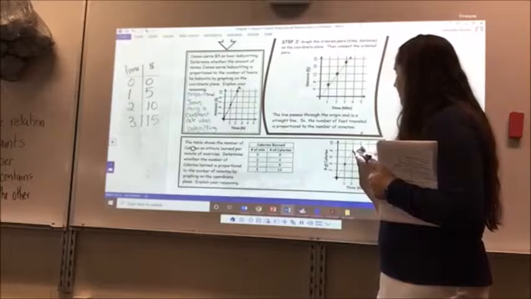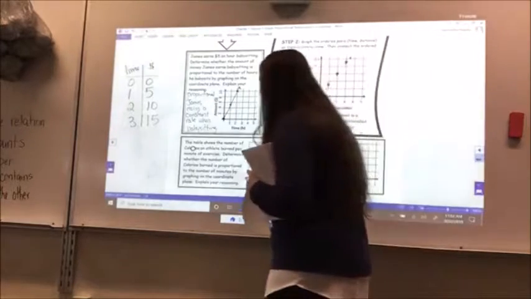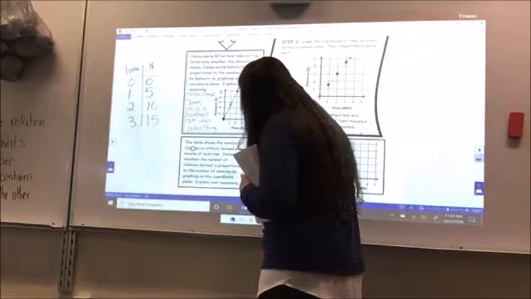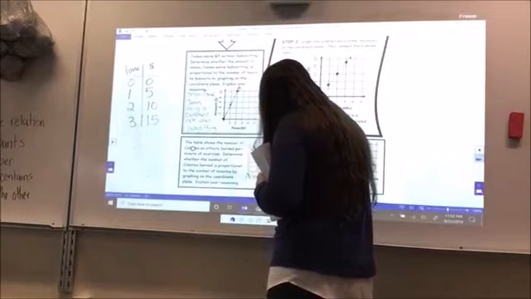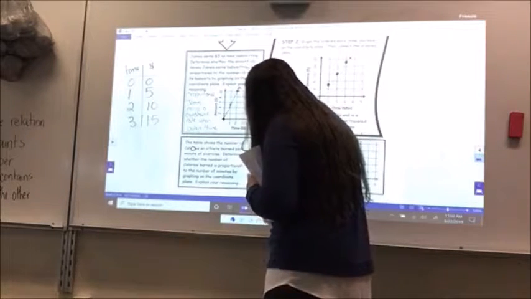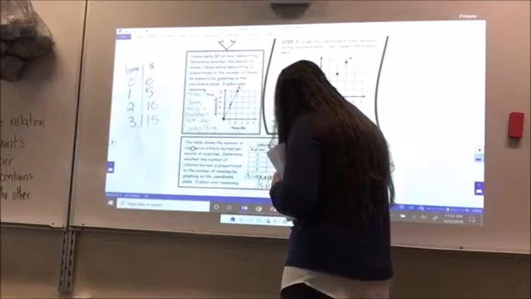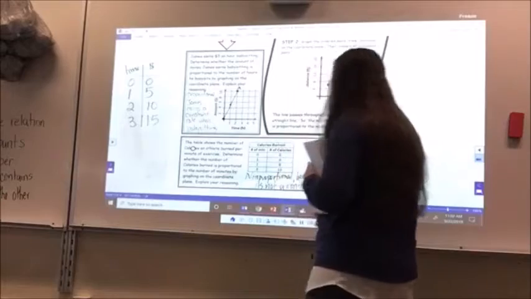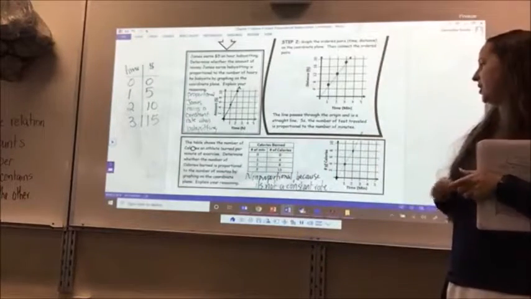So it starts out as a straight line, and then it goes way up. So this is non-proportional, because it's not a constant rate.